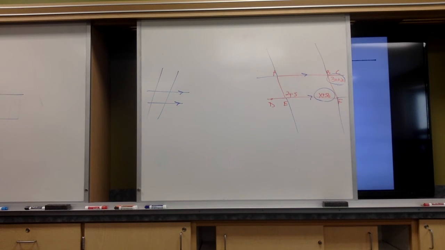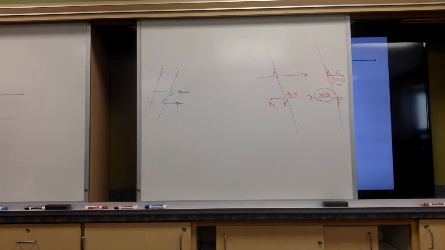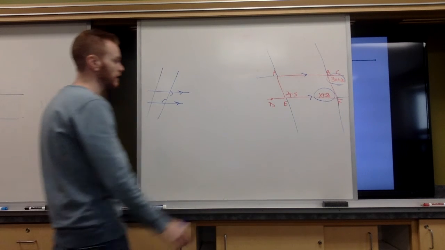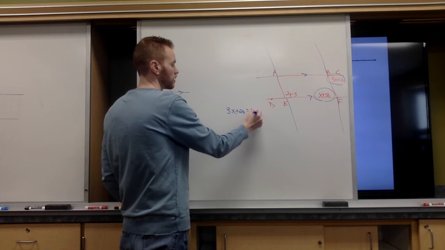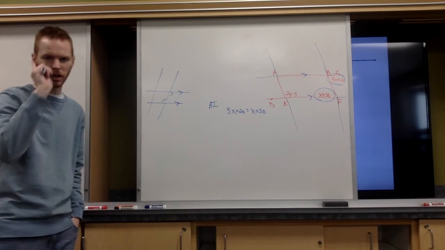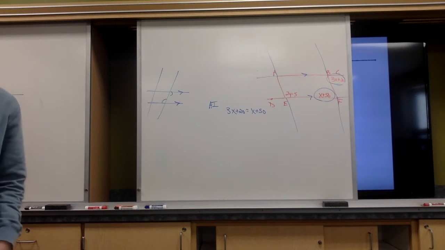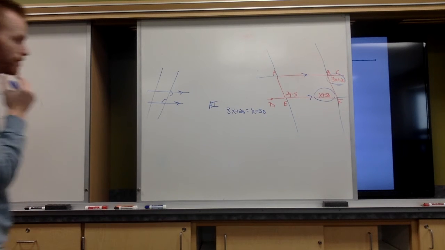Looks like to me, they're alternate interior angles. It's this and this, right? So this is our alternate interior. I could set them equal to each other. So 3x plus 20 equals x plus 50 because they're alternate interior. Once again, always make sure you have a reason as to why you're doing this. If you don't have a reason, well, I can't really support that equation.